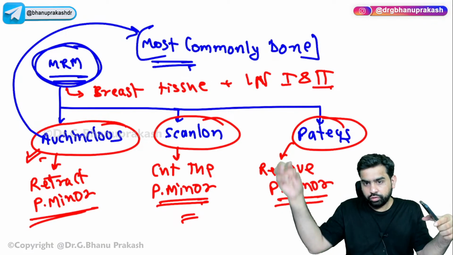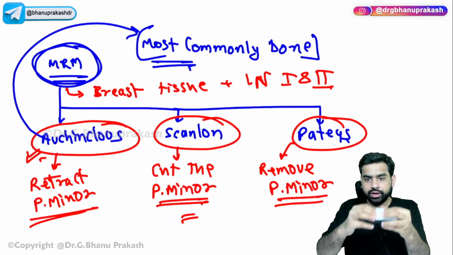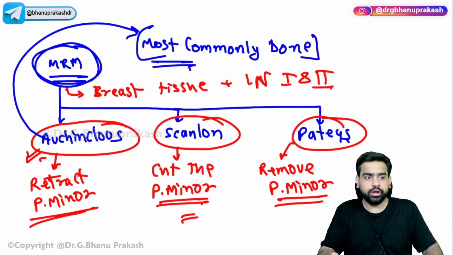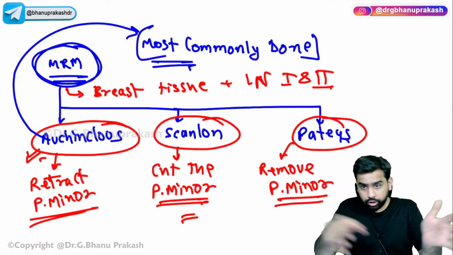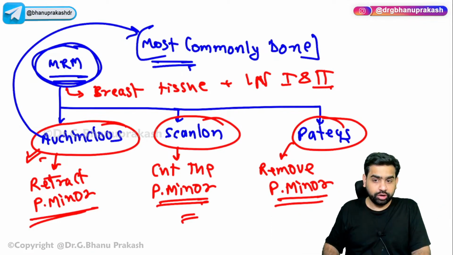Now you remove the lymph node station 2, and now you have two parts of the pectoralis minor. So you suture the pectoralis minor together again. You repair the pectoralis minor. This is Scanlon. It basically says that you cut, remove the lymph nodes, and then resuture the two parts of the pectoralis minor which you have just cut.